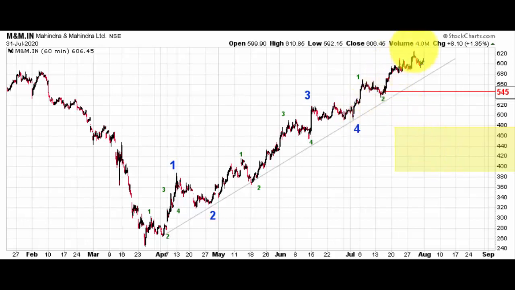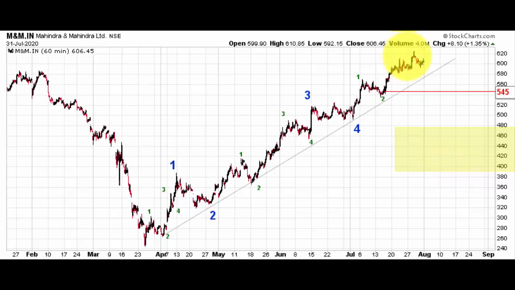So what we would be looking for is a counter trend pullback into this area, at which point the next big five-wave advance would be expected to begin. As long as any pullback stays above 390, that's the level to watch overall. Obviously, that's a very far way away. But as long as it stays above 390, overall M&M is going to remain bullish.